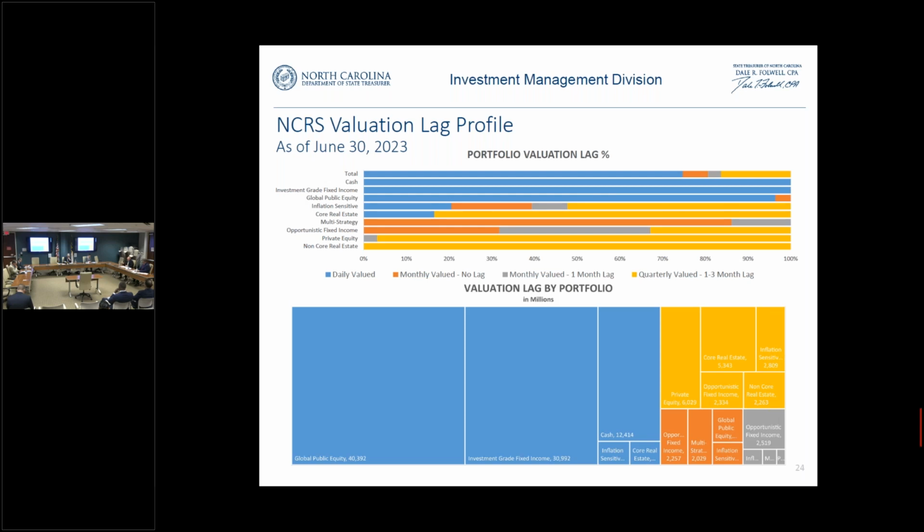So you can see by asset class at the top, the blue is basically valued daily. The orange and the gray are monthly, and then the yellow there is quarterly valued. So you can see that about 75% of the portfolio is marked daily, and then another 9-ish or so is marked monthly. So well over 80% of the portfolio is marked at least monthly, and then the other 16% or so is marked quarterly.